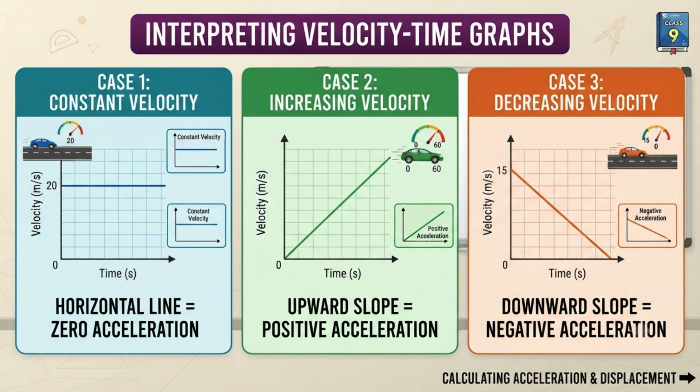Let's quickly revise all three graphs. Horizontal line means velocity remains constant, that is, acceleration equal to 0. Upward sloping line means velocity increases, that is, constant positive acceleration. Downward sloping line means velocity decreases, that is, constant negative acceleration or retardation. By simply looking at the shape of a velocity time graph, we can easily understand whether an object is moving at a constant speed, speeding up, or slowing down.